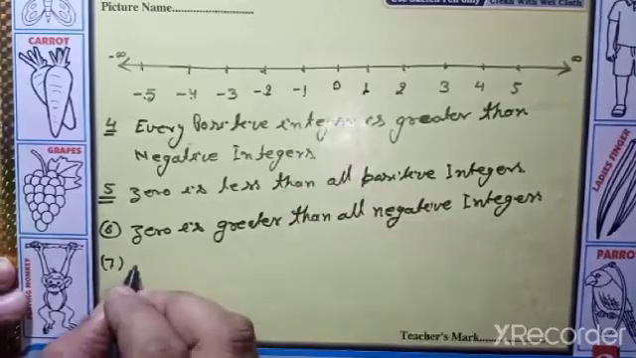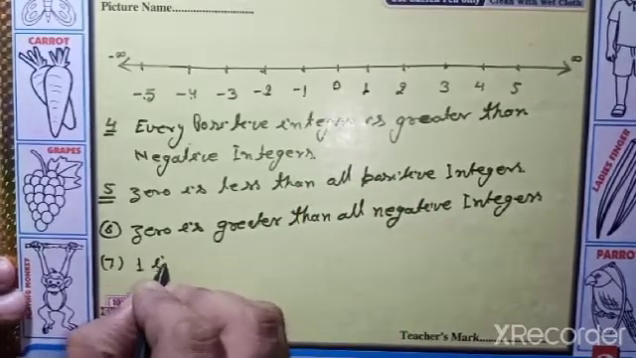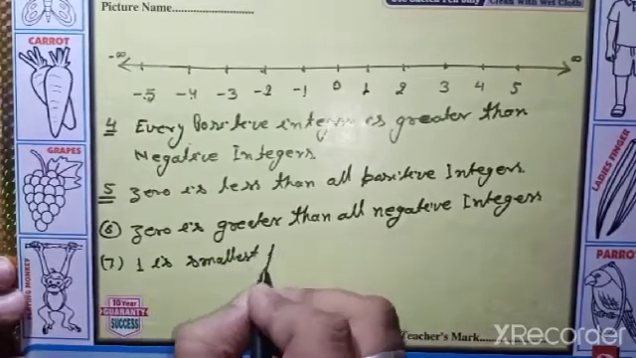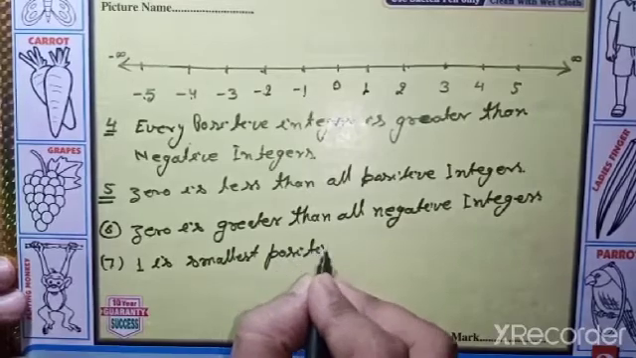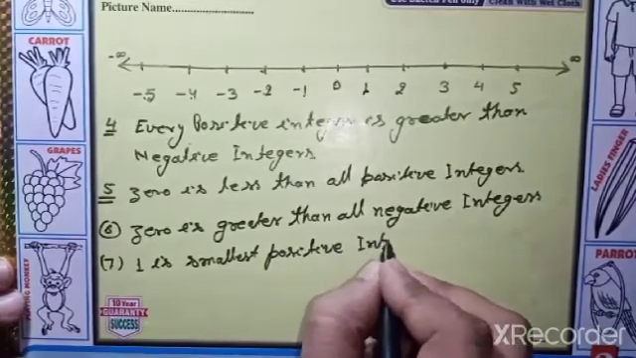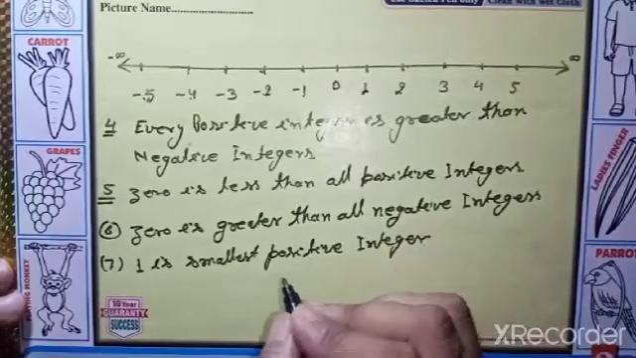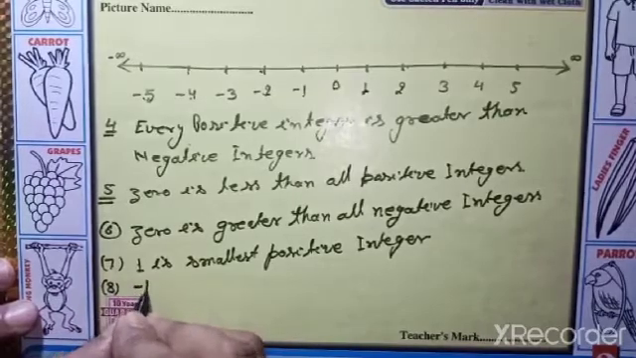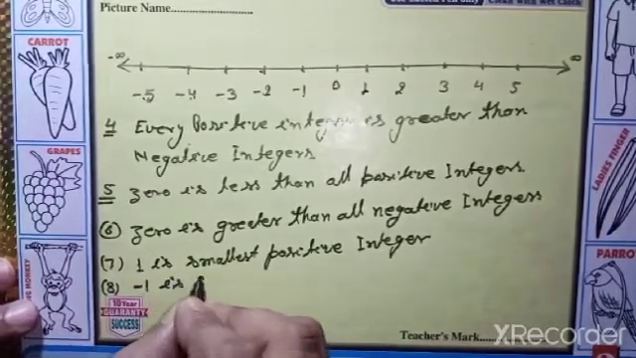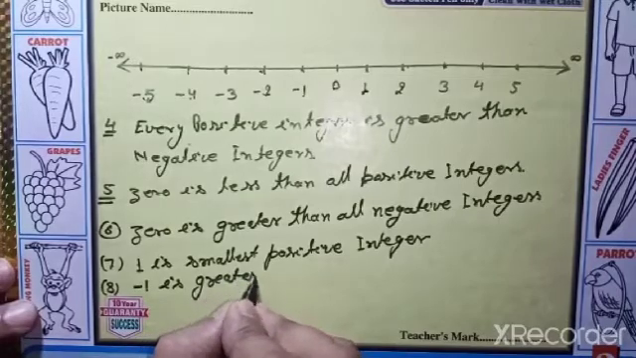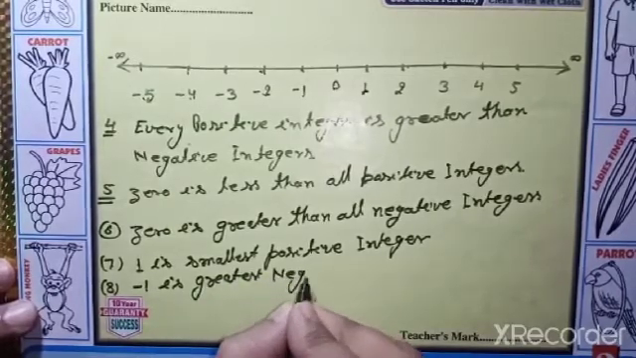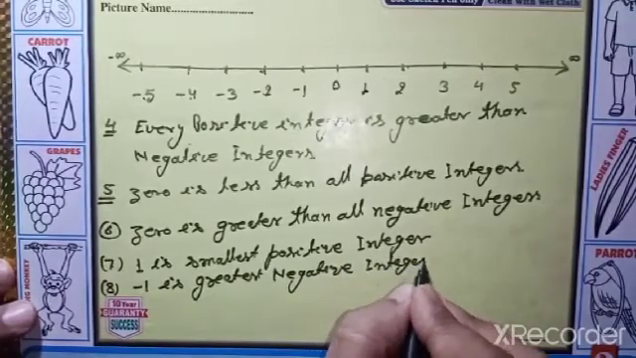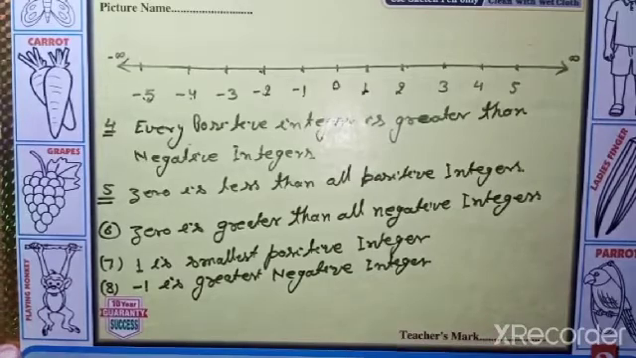Now plus 1 means 1. 1 is the smallest positive integer. And minus 1: minus 1 is the greatest negative integer.